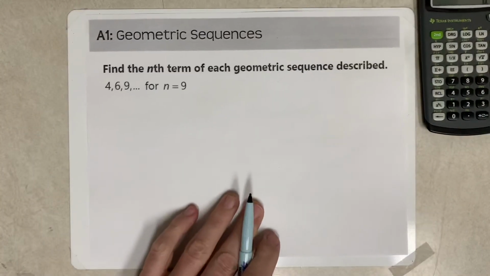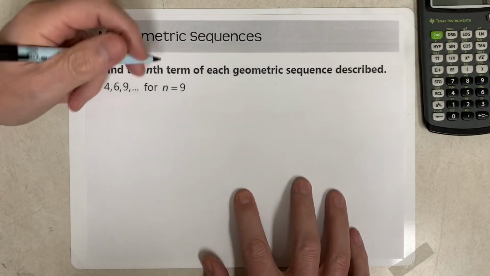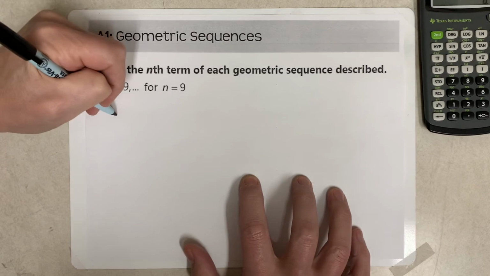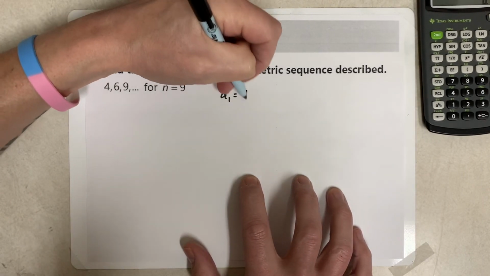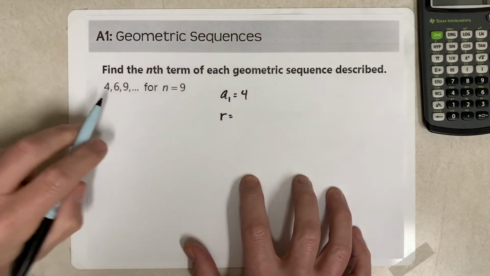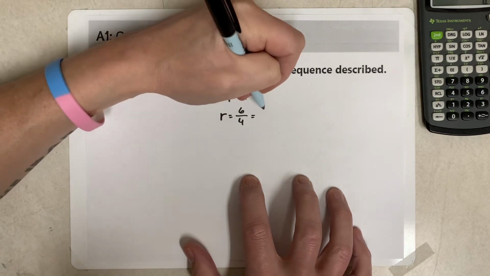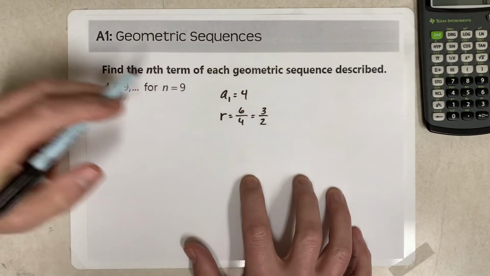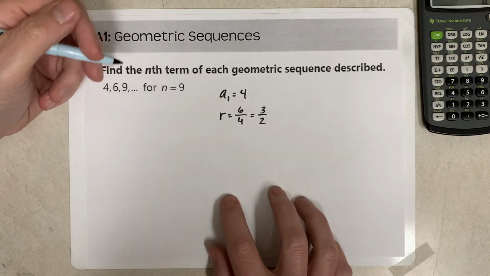And our last example looks pretty simple. Well, let's see how simple it is. So, I got to find my stuff. A sub 1 is 4. R is 6 divided by 4, which is going to be 3/2. 9th power. Oh, that's going to be a big number. All right. Why do I do this to myself?